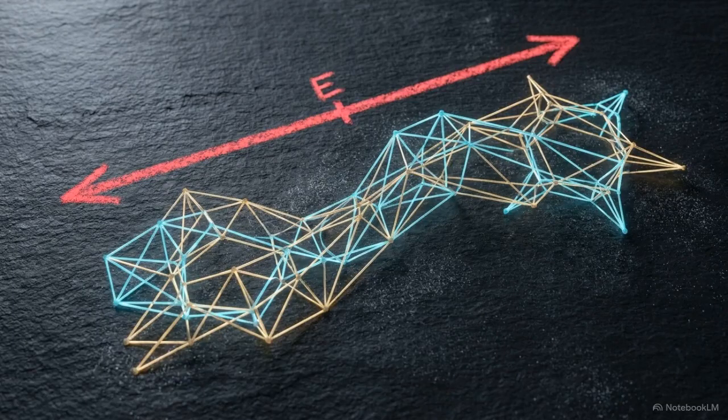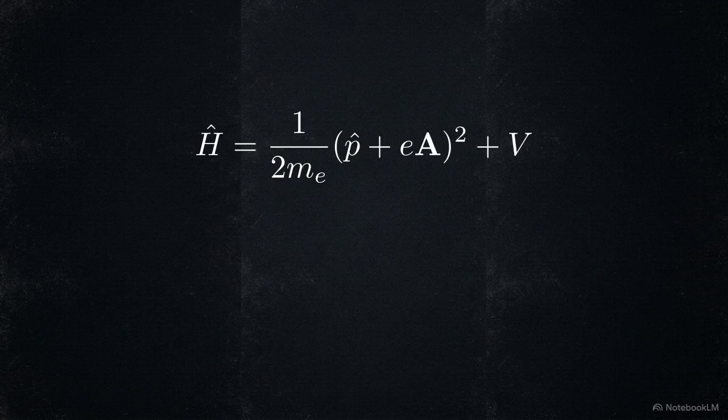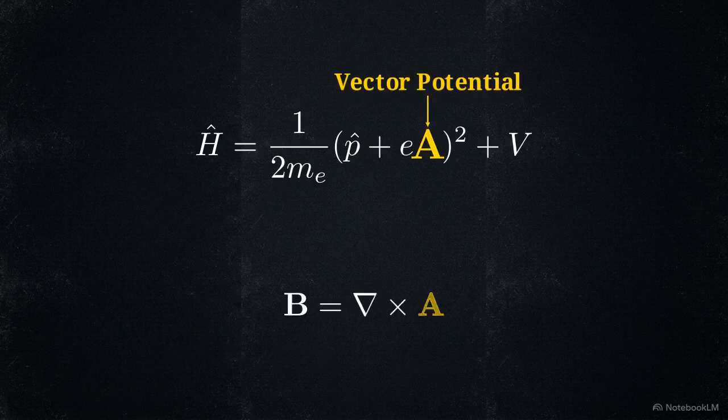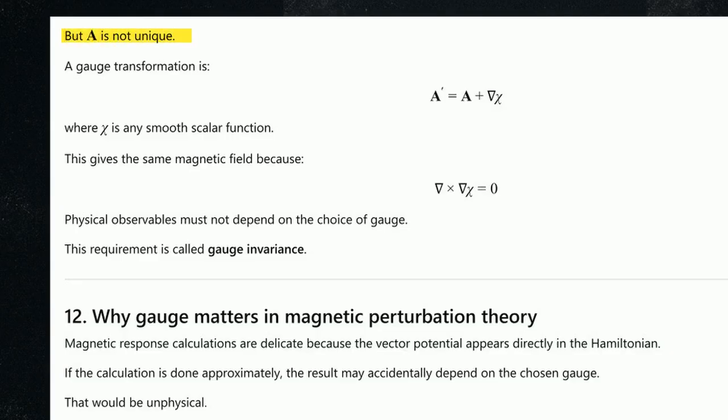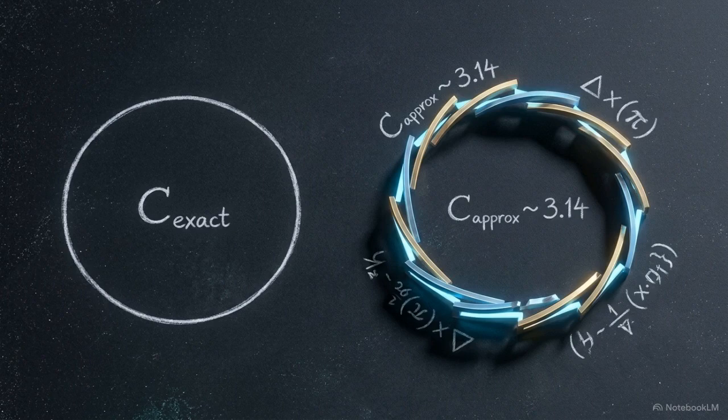Translating these theoretical models into applied computational chemistry introduces a severe technical hurdle known as the gauge problem. The perturbed Hamiltonian relies on the vector potential A rather than the physical magnetic field itself. The mathematical flaw is that the vector potential is not unique. You can apply a gauge transformation, adding the gradient of any smooth scalar function, and still yield the exact same physical magnetic field. In pure, exact quantum mechanics, physical observables remain completely gauge invariant.